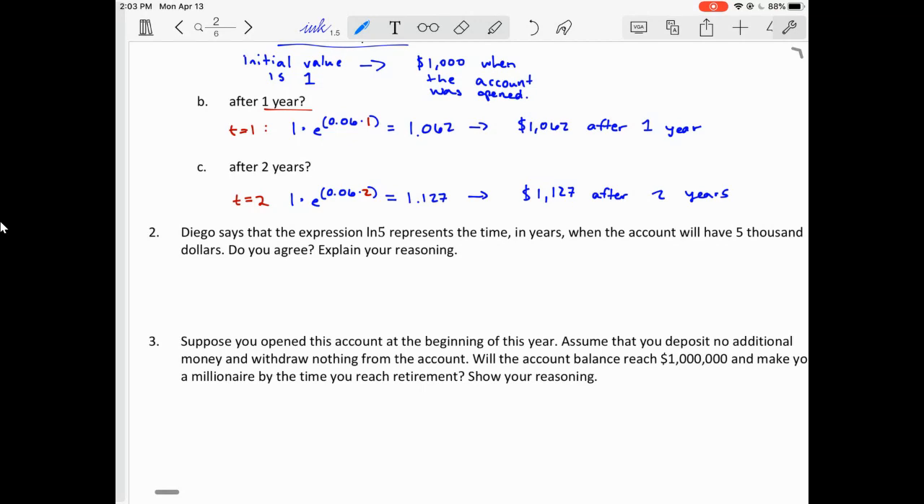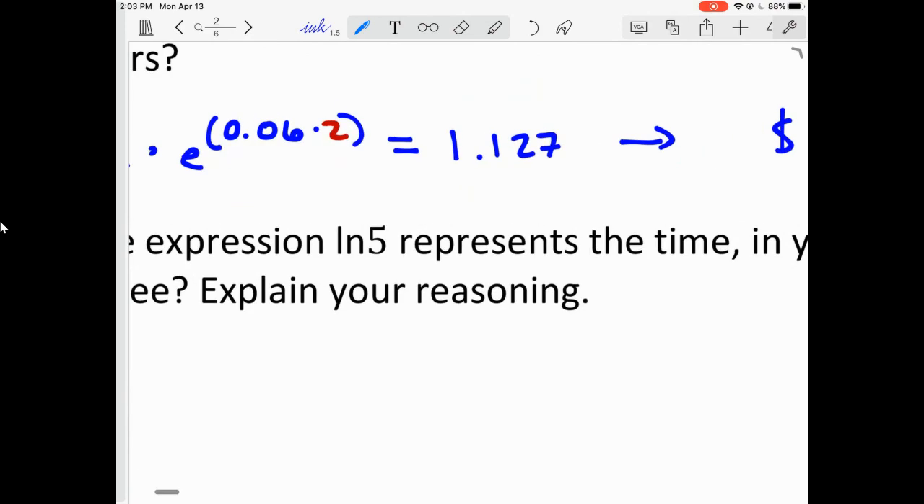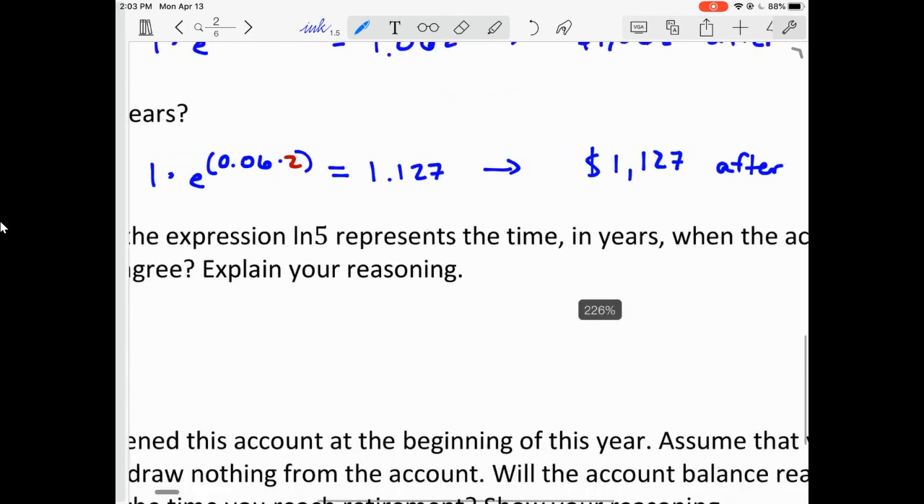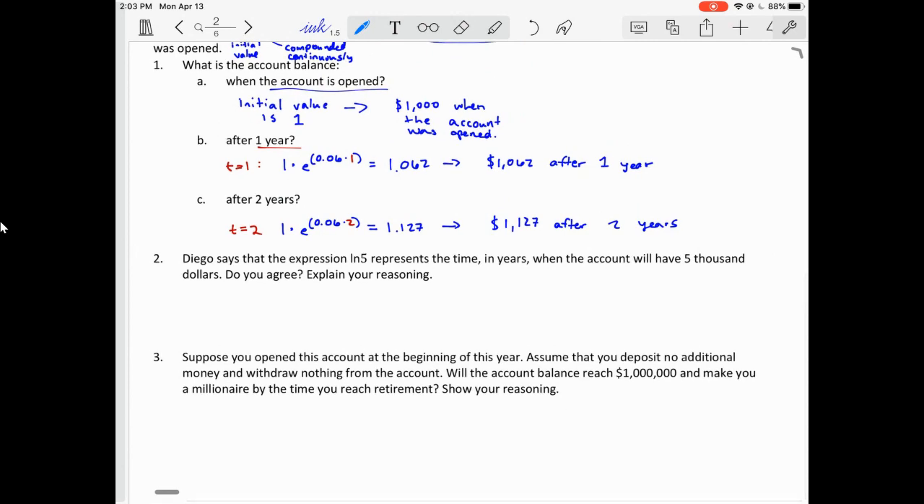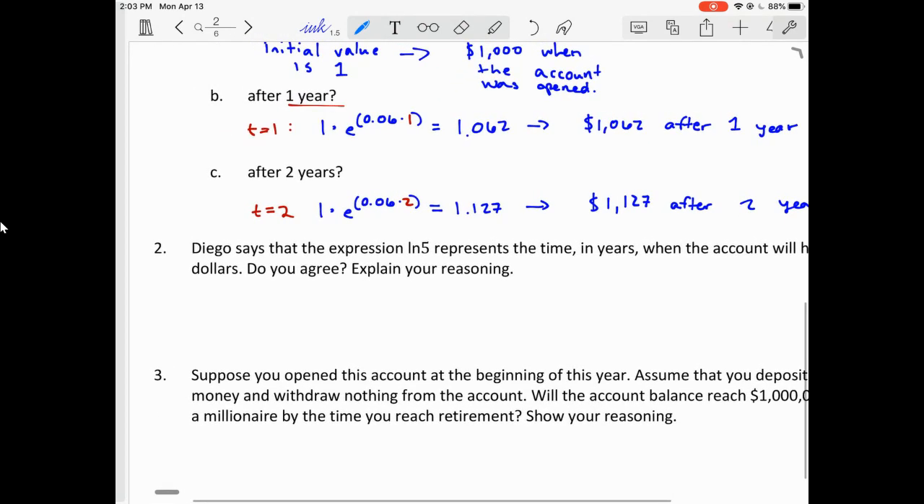All right, for number 2, Diego says that the expression natural log 5 represents the time in years when the account will have $5,000. Do you agree? Explain your reasoning. Try to do this on your own again, so pause the video and come up with a statement saying whether you agree or not.